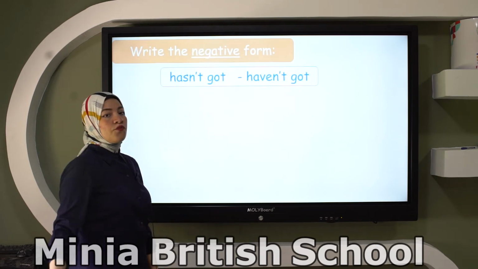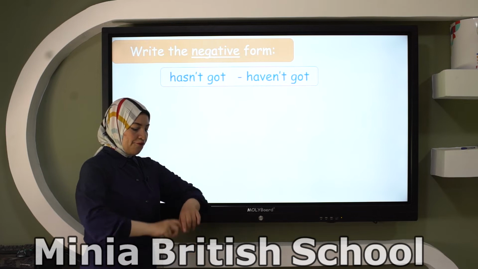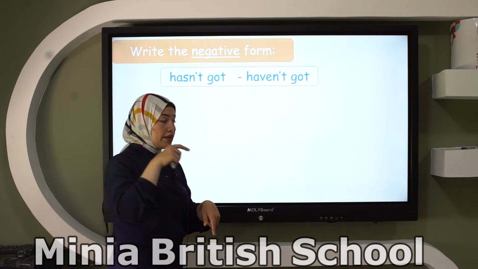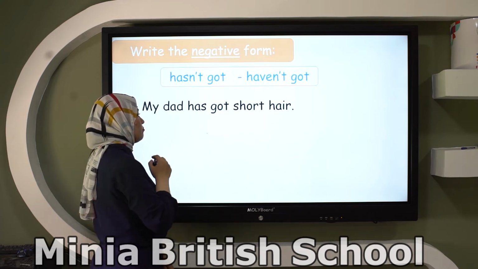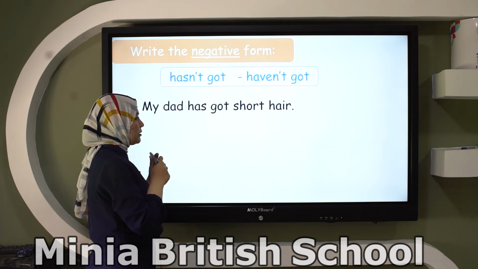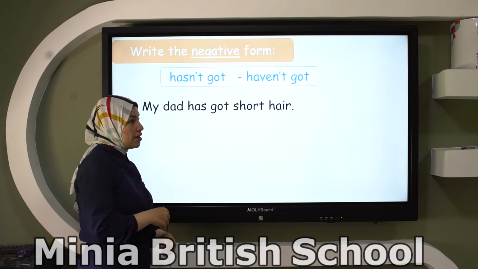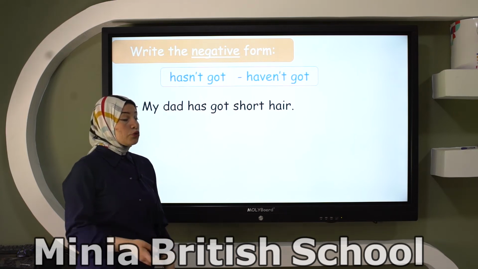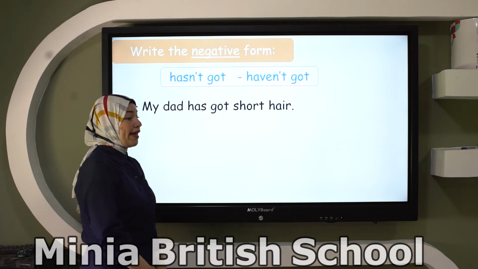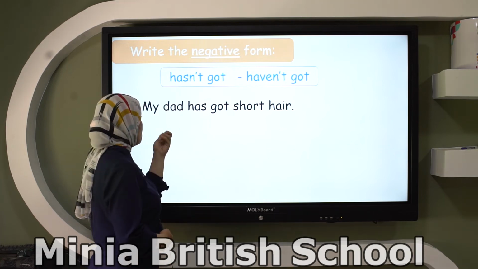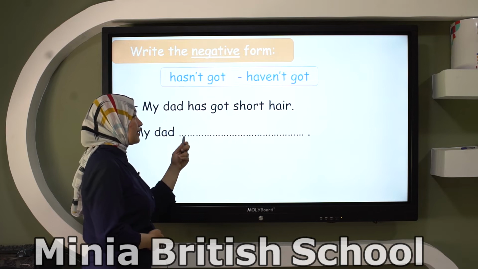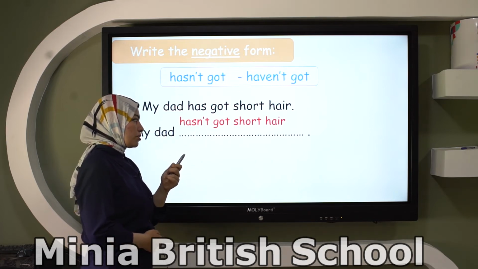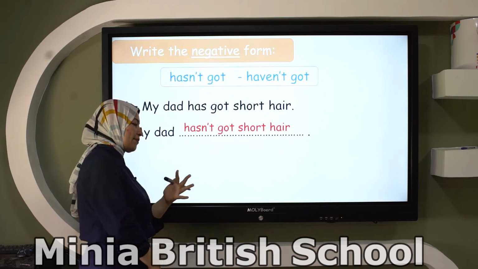Write the negative form. Now we have an affirmative sentence and you are going to turn it into negative. My dad has got short hair. If I want to put it into negative, what do I have to say? My dad hasn't got short hair. Excellent. Clap to yourself.